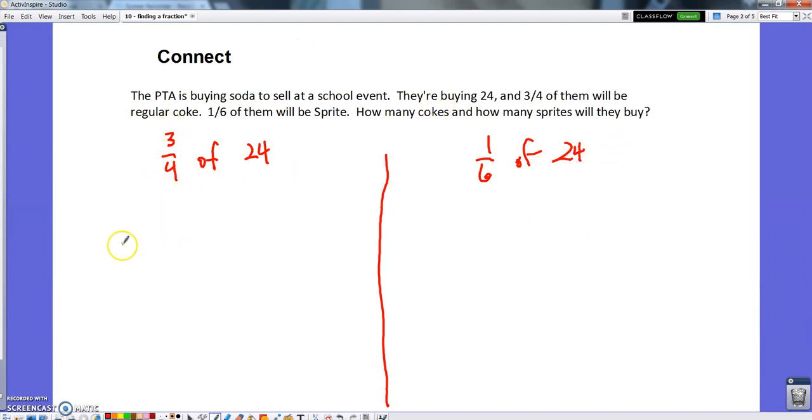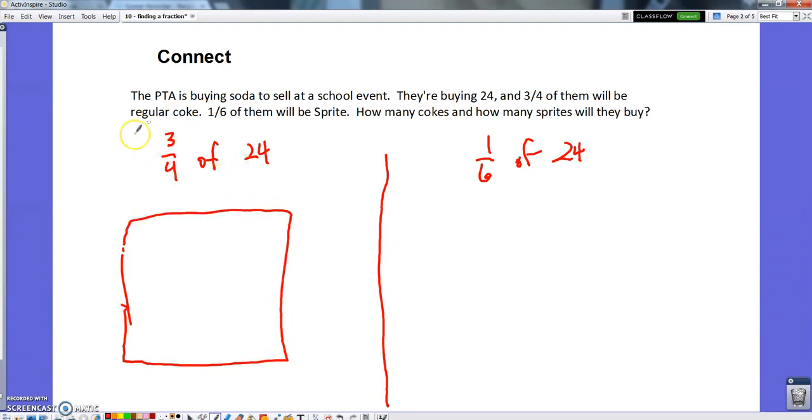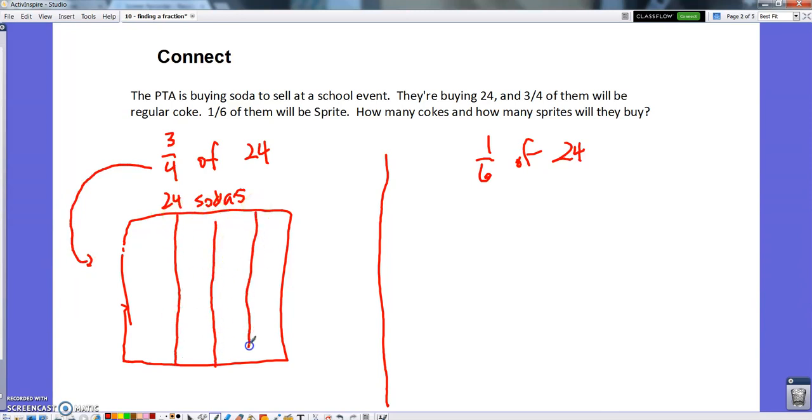And the way I did that was I made my set, or kind of my group. And I said, all right, this is going to be 24 sodas. And since this was fourths, I took that unit fraction of 1/4 and I divided this into fourths. And then I put my 24 sodas in these groups. 1, 2, 3, 4, 5, 6, 7, 8, 9, 10, 11, 12, 13, 14, 15, 16, 17, 18, 19, 20, 21, 22, 23, 24.